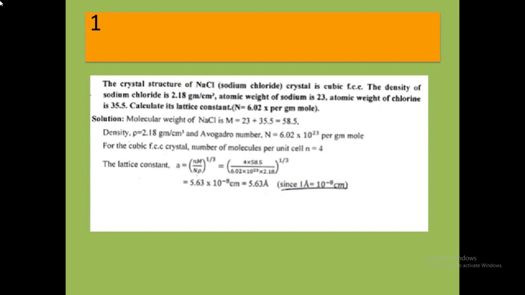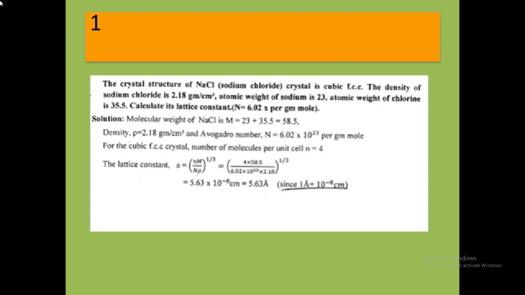When FCC comes, what is the number of molecules per unit cell? When SCC, simple cubic crystal comes, what will be the number of molecules per unit cell? And for a BCC crystal, what is the number of molecules per unit cell? For that you need to see the previous video in which I mentioned all those things.